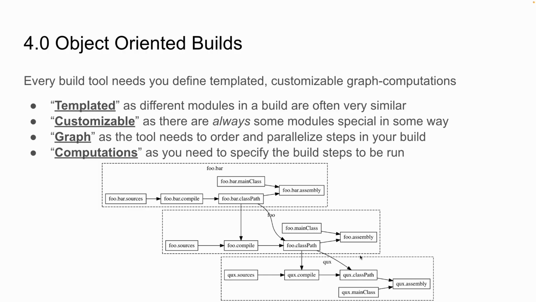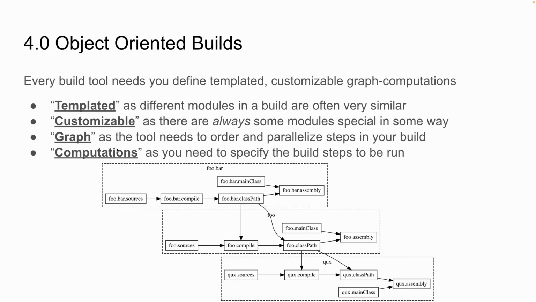Every build tool has a build graph. Maven, Gradle, Bazel, they all have build graphs. And you need some way to specify this build graph, right? And this build graph needs to be templated because all your modules look very similar. It needs to be customizable because they're similar but not quite the same. For example, foo.bar classpath doesn't depend on anyone upstream, whereas foo.classpath and quux.classpath do.